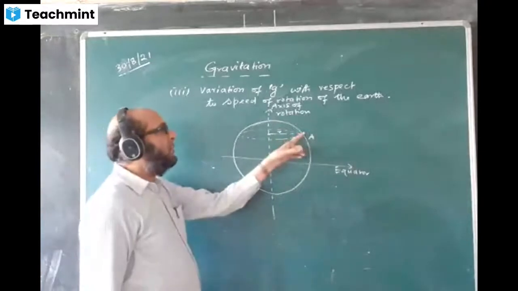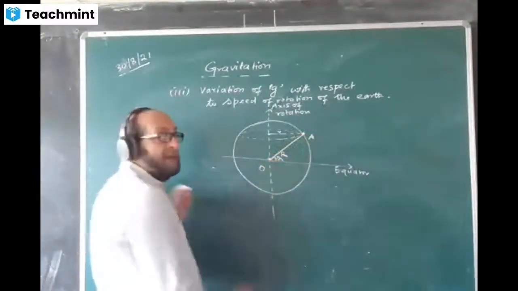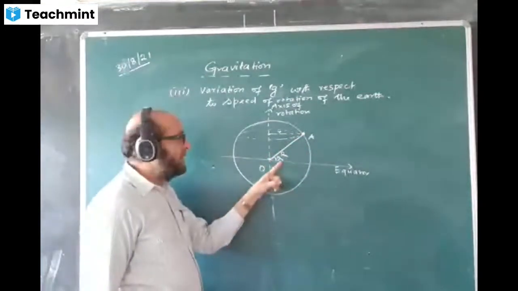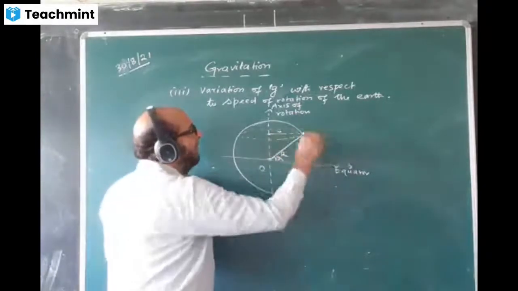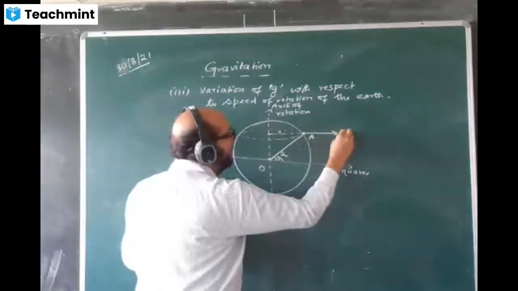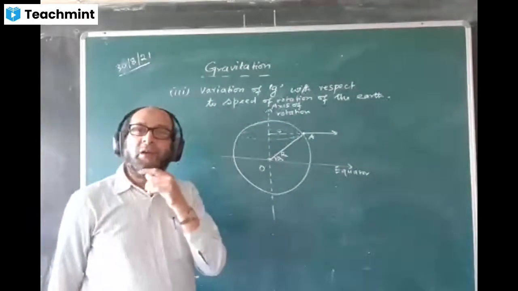So at this point, what will happen? The latitude of this place is lambda. I'll mark this angle as lambda. So at this point, there will be centrifugal force acting. What is the formula of centrifugal force? Tell me.